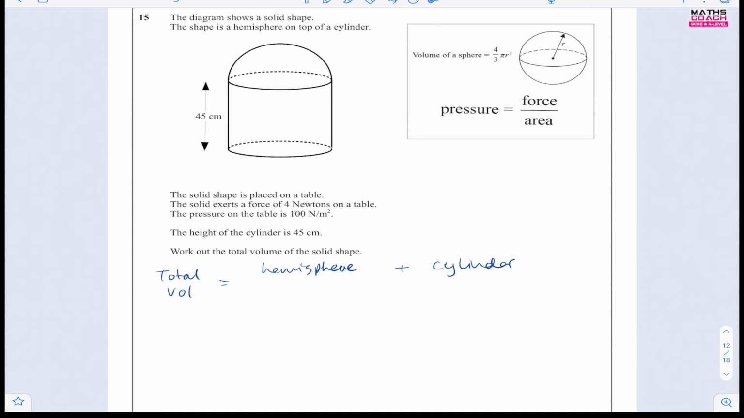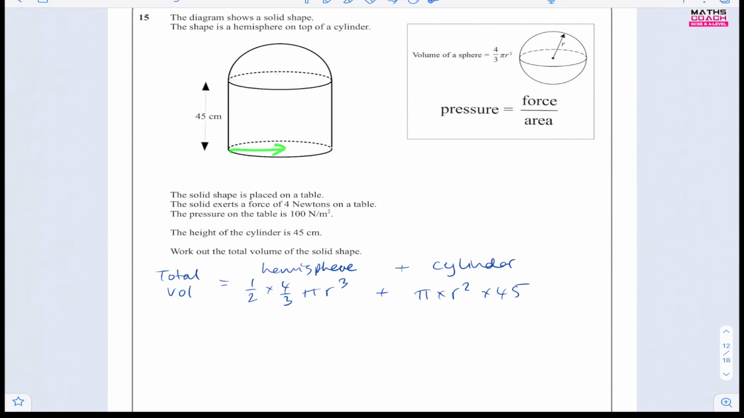So the volume of a hemisphere is going to be half of the volume of a sphere, because we can just cut this in half like that. So we'll have a half times 4 over 3 pi r cubed, and the volume of a cylinder is going to be the base, which is a circle, so pi times r squared, times the height, which is 45.